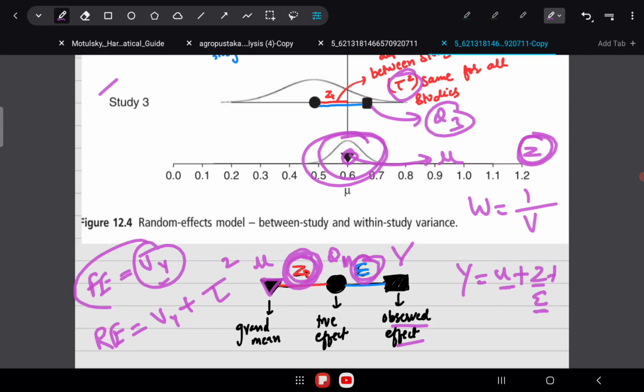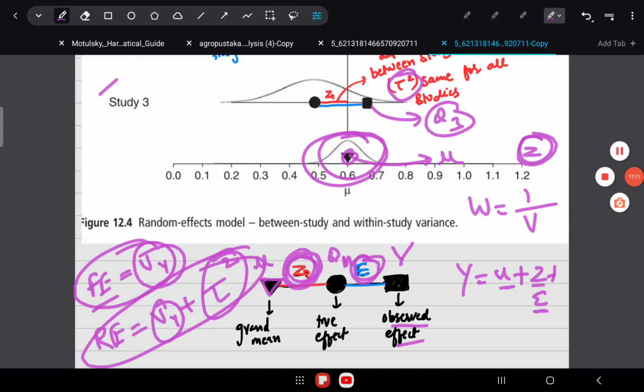in fixed effect modeling the weights will be different. The distribution of weight may be different as compared to random effect modeling, because in random effect modeling, when we calculate variance, we also take into account the tau square, which is between study variance. So basically in fixed effect modeling, what we need is within study variance, but in random effect modeling, we need to account for within study variance as well as between study variance, which is tau square. Okay.